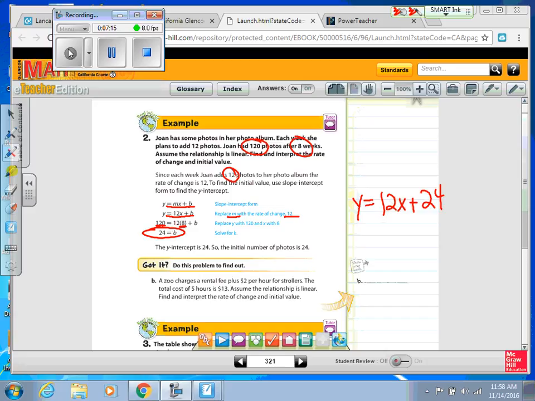Okay, guys? So when in the words they give you a point at which, at a certain rate of change, the total number is here, you plug it into the x and the y, and you come up with 24, and that's how you know that the b is 24. Okay?